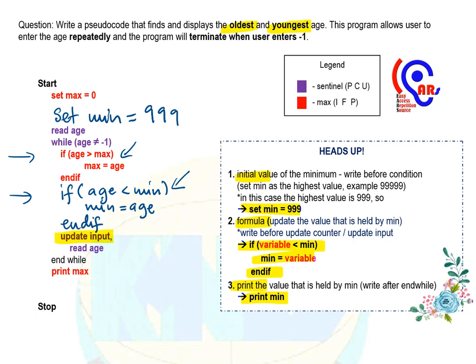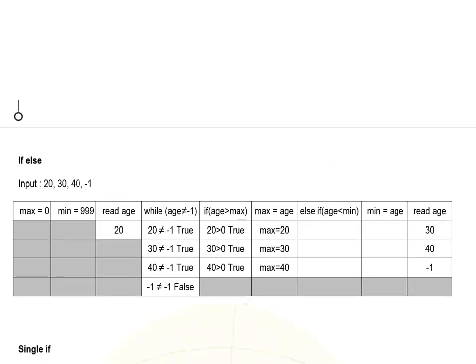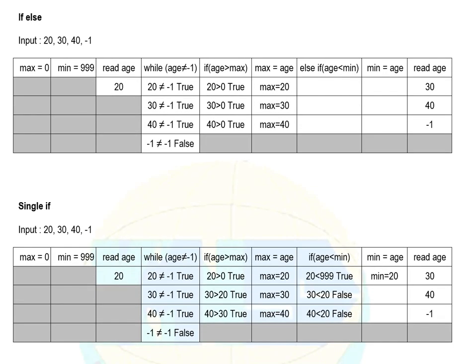Last, write the print min after end while, as we only want to print the value of the min only once. Now, I will show you how the statement is executed in if-else construct. So, the first input, for example, this is the input given that are 20, 30, 40 and -1. So, the first input is 20.